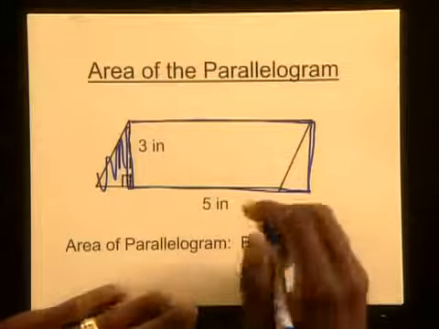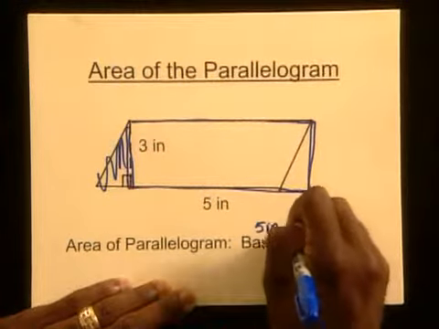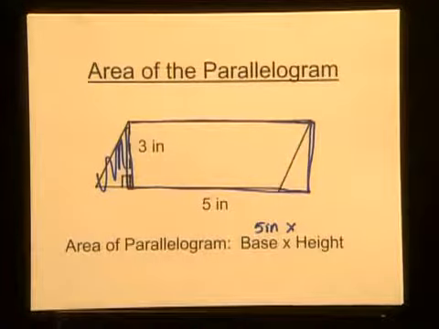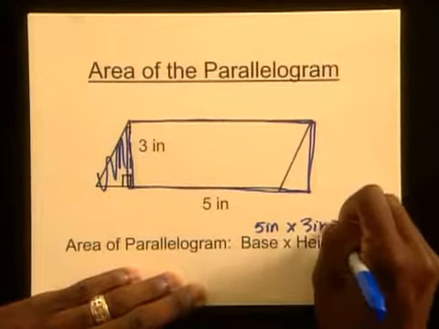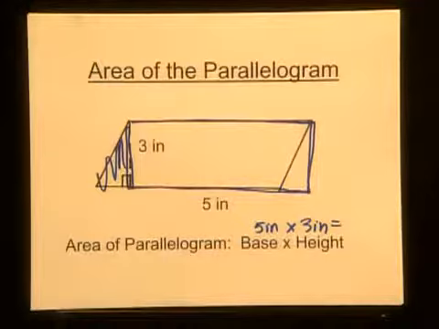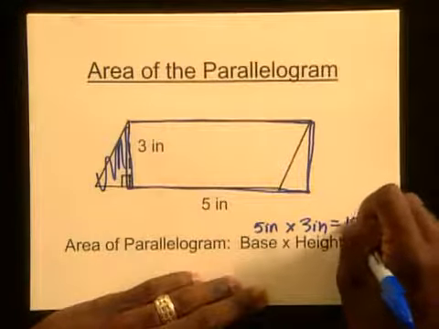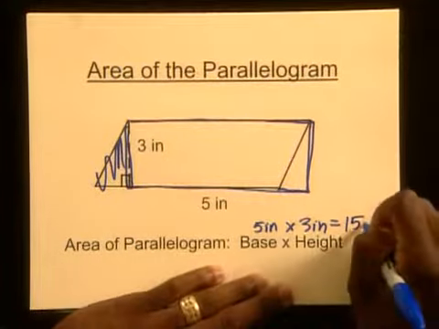So now let's try to find the area. The area is the base, which is 5 inches, times the height, which is 3 inches. And that gives us 15 inches squared. Very good. So let's take a look at the units real quick.